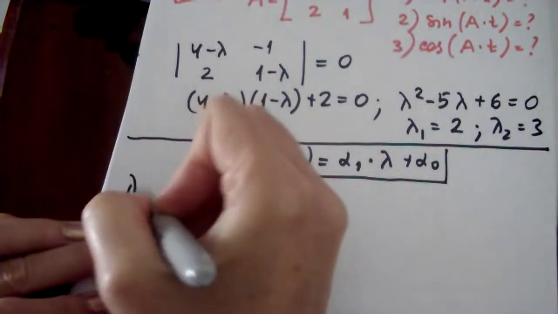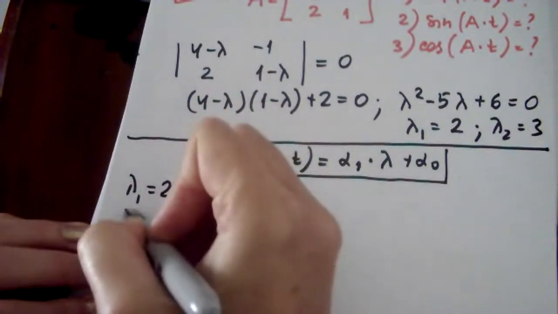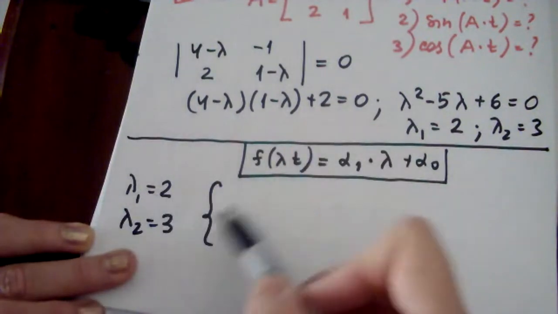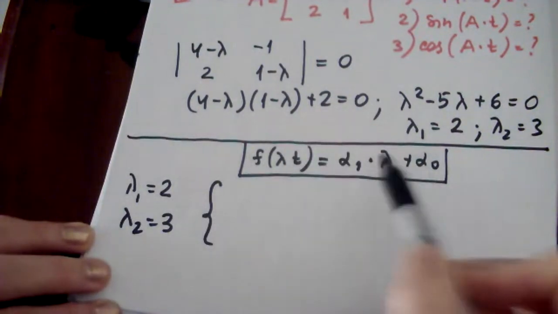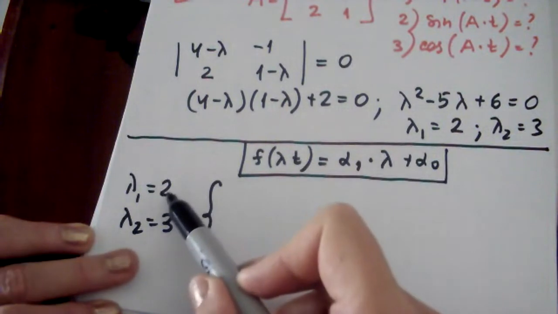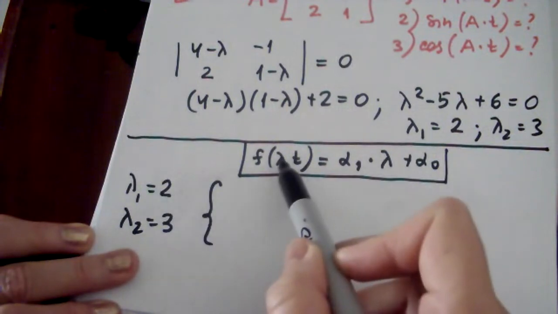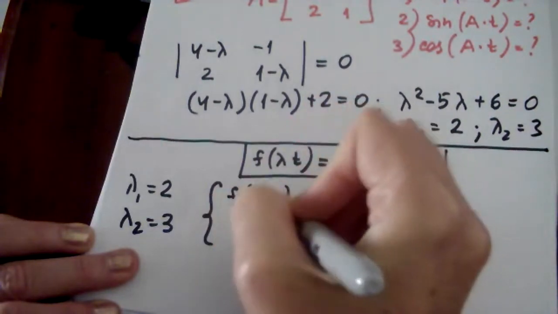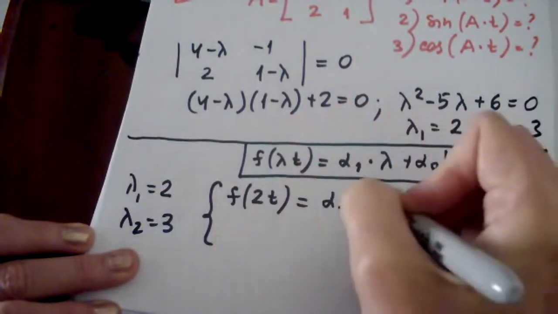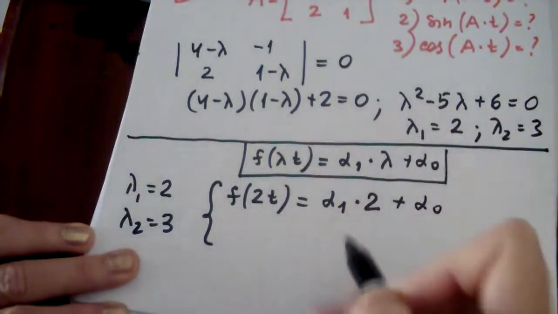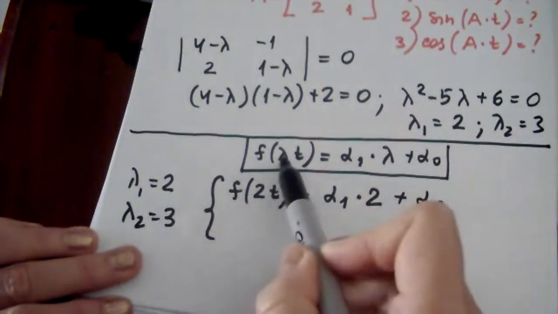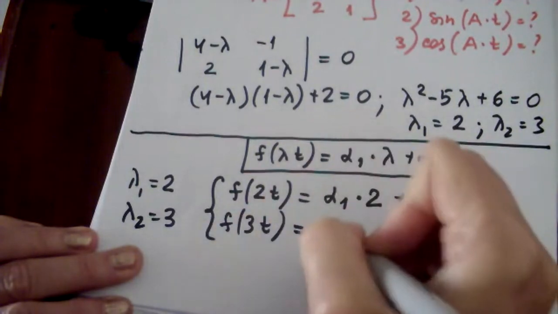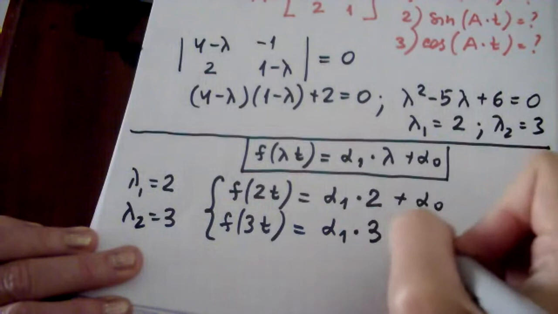Okay, but we already have two lambdas. Lambda 1 is equal to 2. I'm copying it here. And lambda 2 is equal to 3. So we can substitute these lambdas into this equation one by one. Let's start with lambda equal to 2. Wherever you see lambda, you put 2 there. So f of 2t is equal to alpha 1 times 2 plus alpha 0. And now we need to substitute 3 instead of lambda. Pretty similar thing. f of 3t is equal to alpha 1 times 3 plus alpha 0.